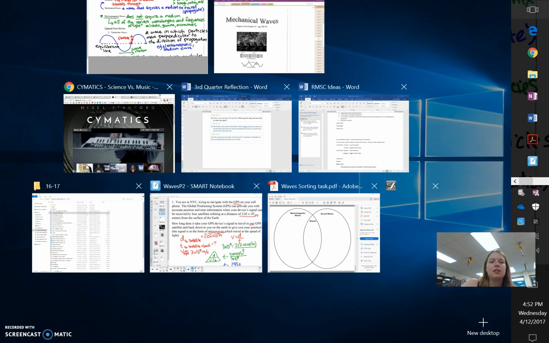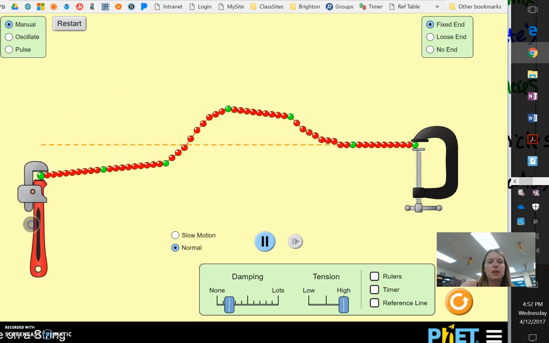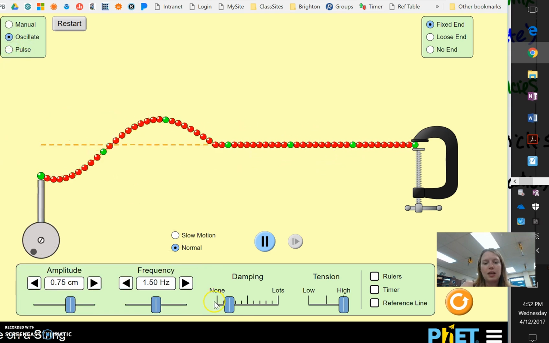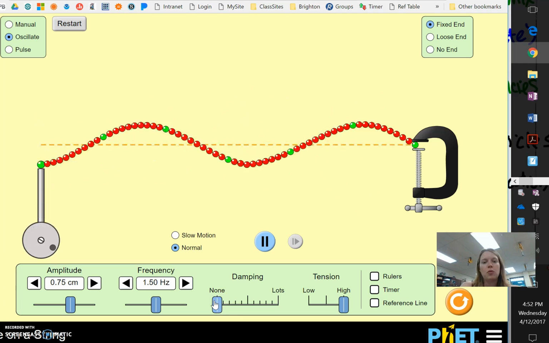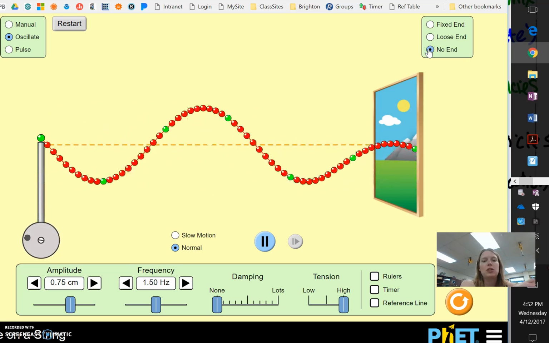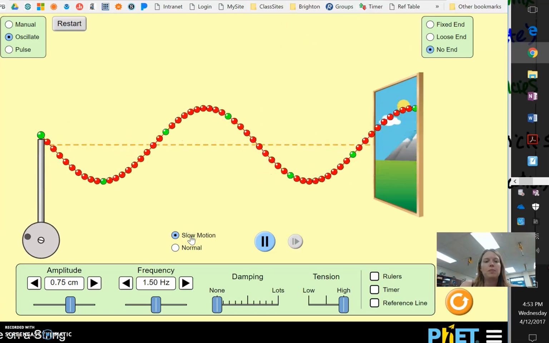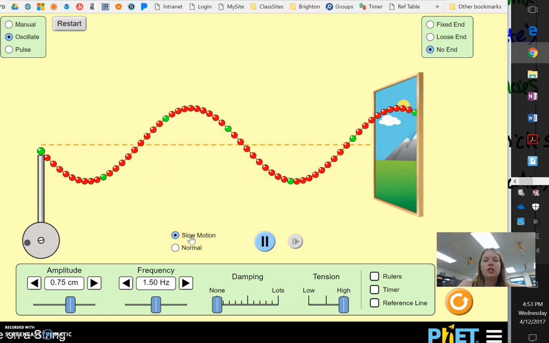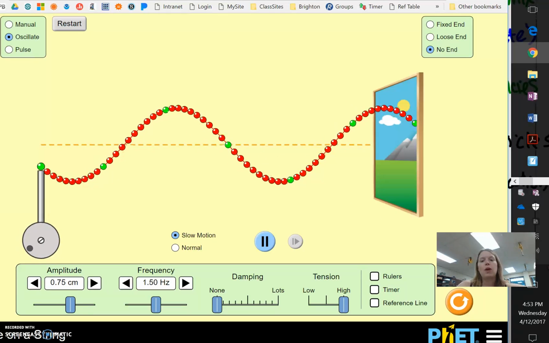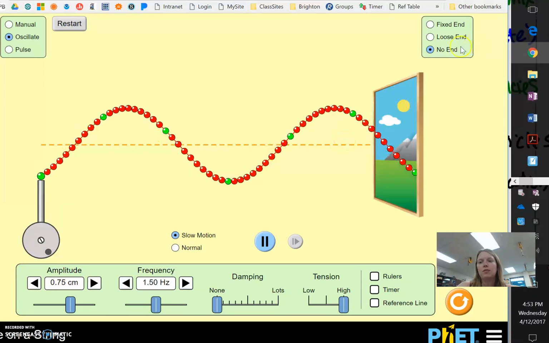I have a simulation with a transverse wave as well. I can shake this wrench, or I can make it oscillate. I'm going to turn the damping down so there's no damping, and I'm going to make it no end so there's no interference. So we just have these particles moving up and down. I'll pop it into slow motion, and the energy is traveling side to side. The energy travels towards the right of the screen, but the particles move up and down. So this is a transverse wave.